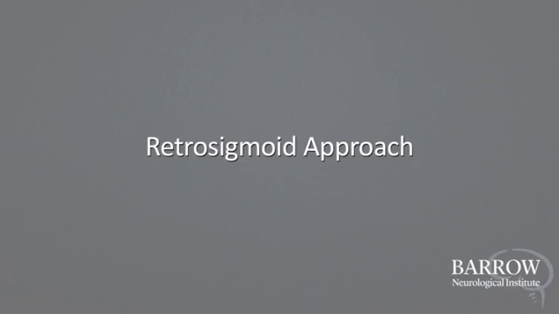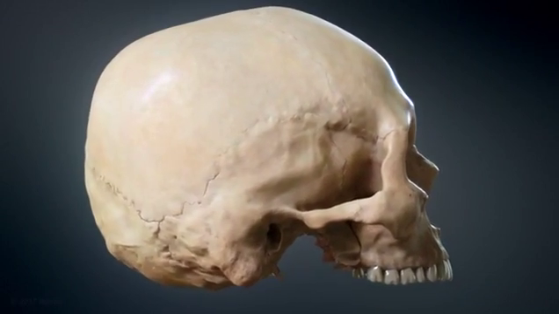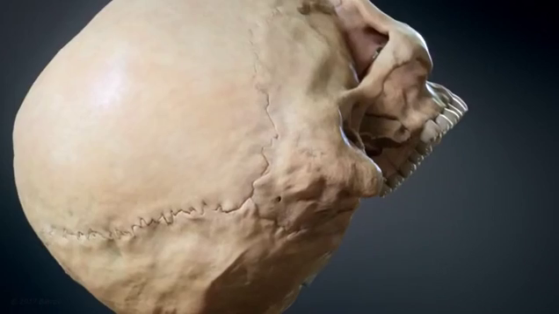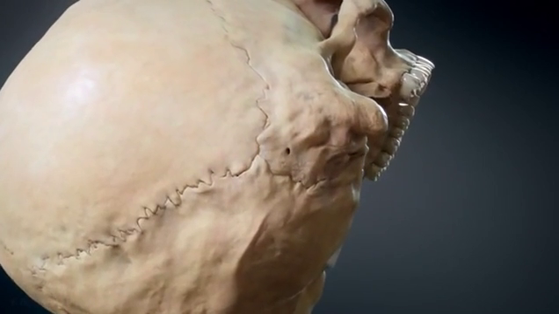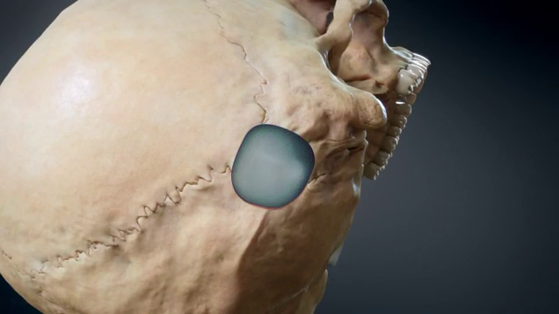The retrosigmoid approach. The retrosigmoid craniotomy is the workhorse craniotomy for access to lesions in the posterior fossa and can be used to remove lesions in the midbrain, pons, as well as in the medulla. For lesions located laterally, the retrosigmoid craniotomy is performed at the transverse sigmoid junction.